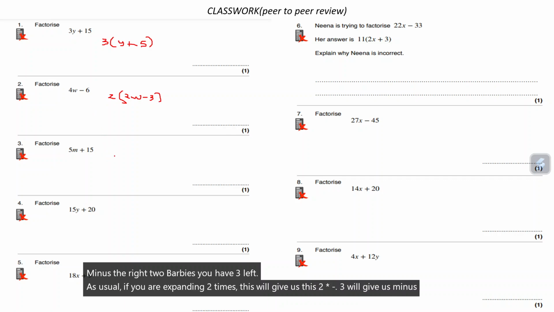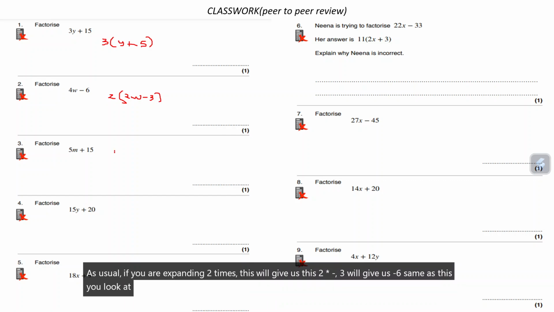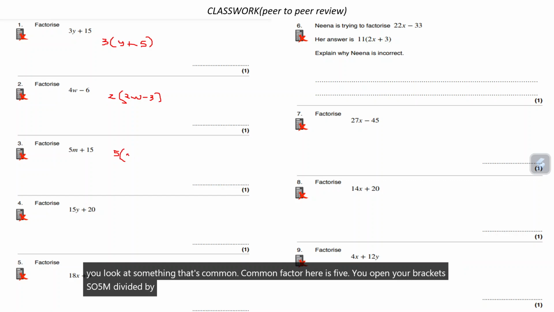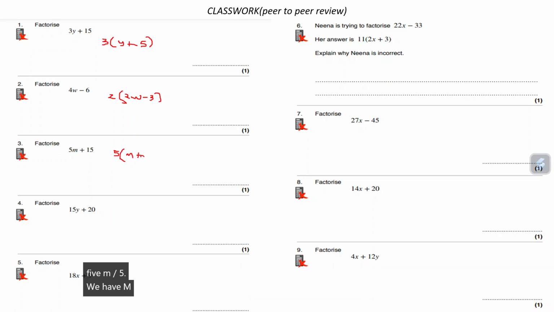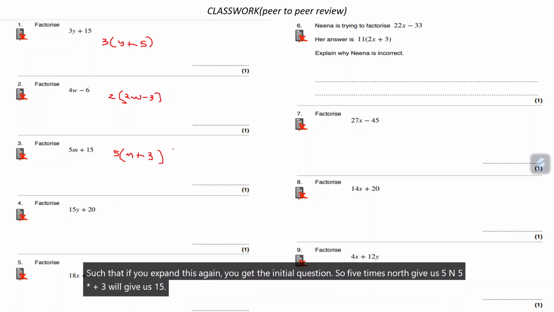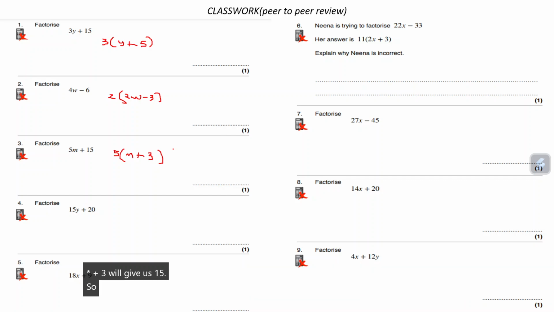Same as this, you look at something that's common. The common factor here is 5. You open your brackets. So 5m divided by 5, we'll have m left, plus 3. Such that if you expand this again, you get the initial question. So 5 times m will give us 5m. 5 times 3 will give us 15.